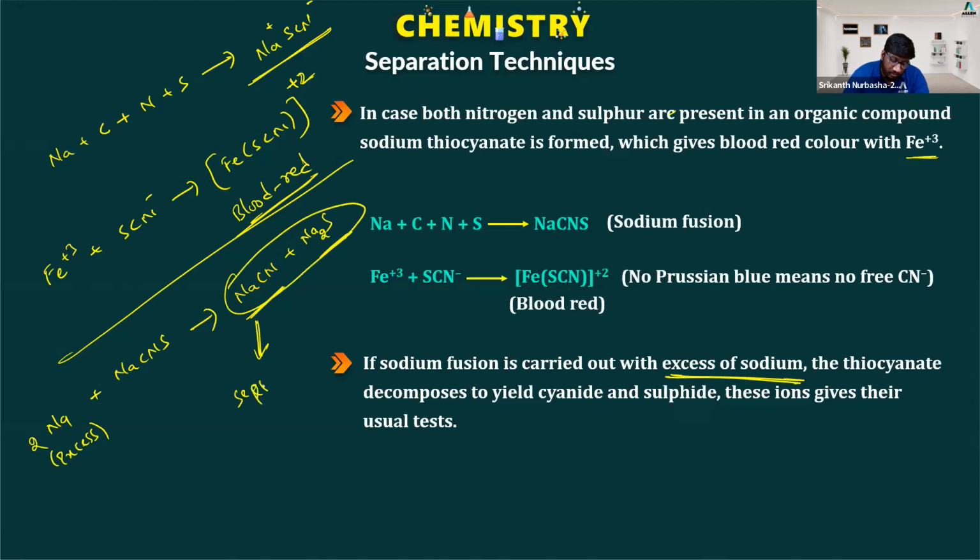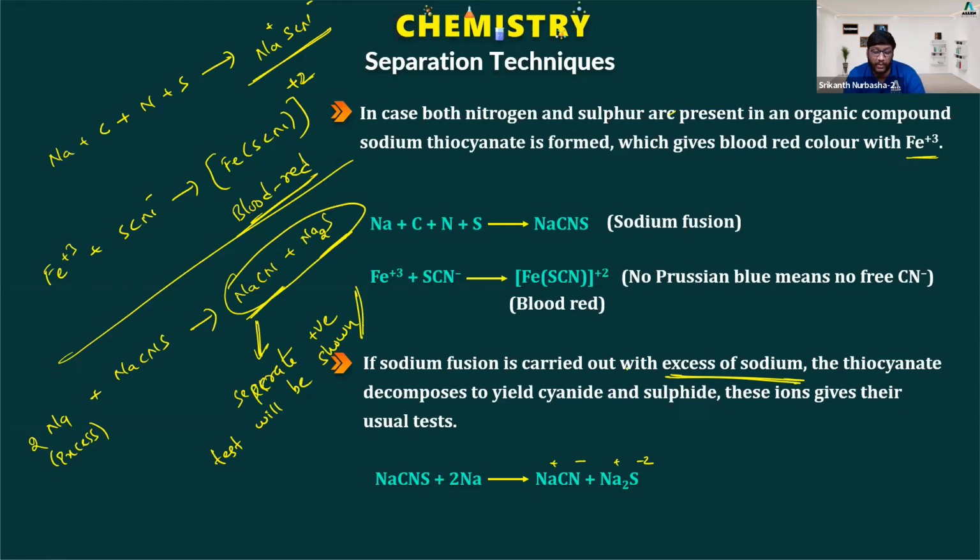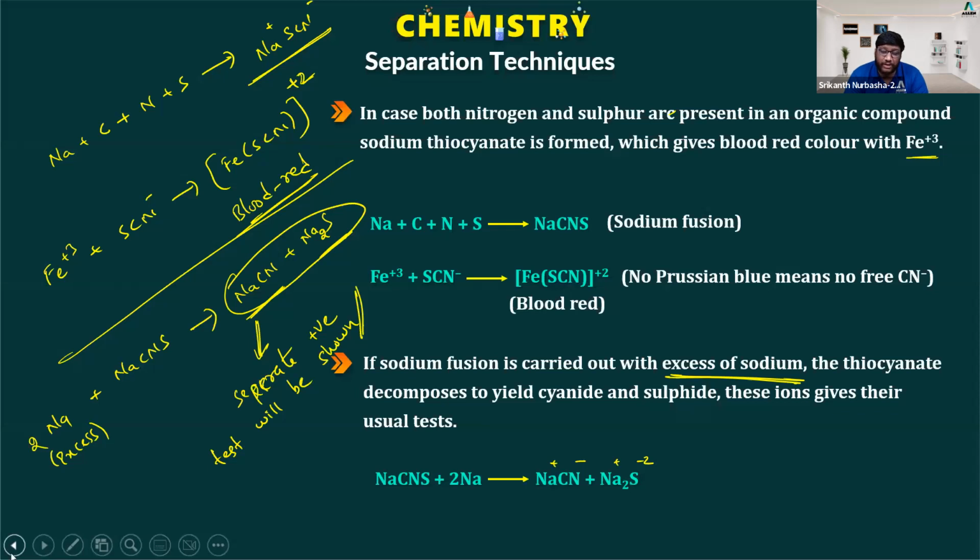Separate positive tests will be shown. NaCNS plus Na will form NaCN and Na2S: Na+ CN-, and 2Na+ S2-. So the cyanide and sulfide will respectively show separate tests for nitrogen and sulfur. So these are the tests for the detection of nitrogen and sulfur.